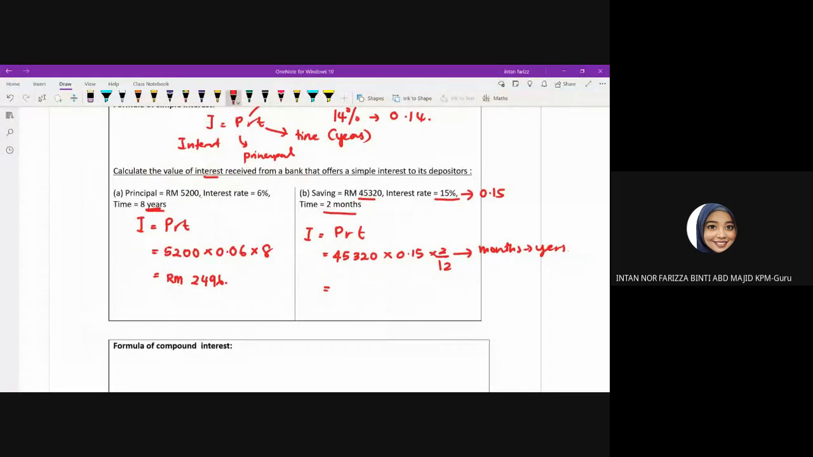13.3 is wrong. It is supposed to be RM 1133. Okay, just a decimal point mistake. I'll check again later. Okay, 1133. Okay, what is meant by this? Okay, that means, look here, girls.